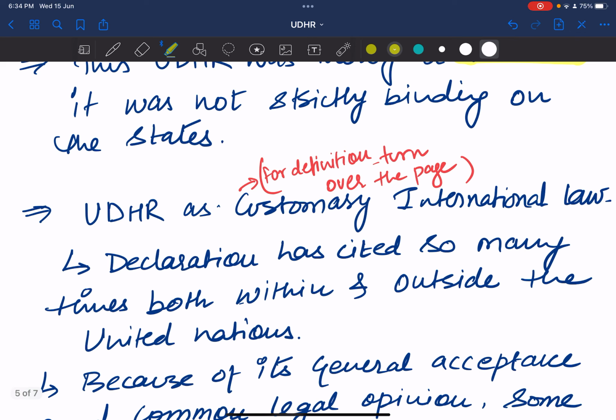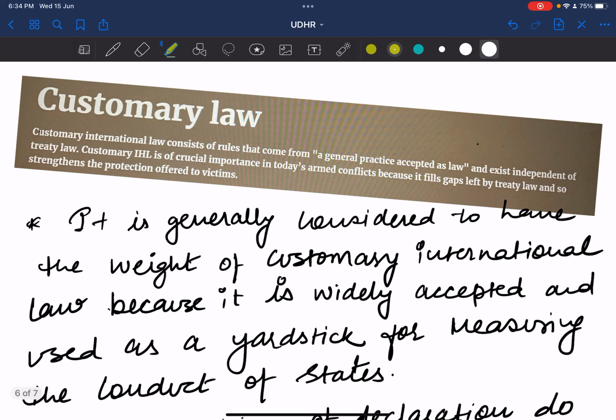UDHR as customary international law. What is customary international law? So here is the definition of that.